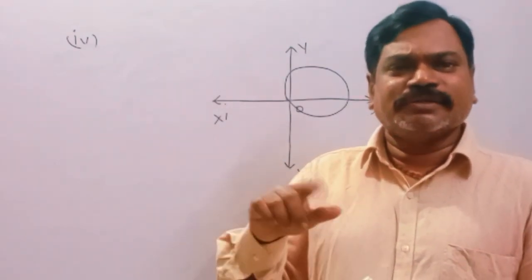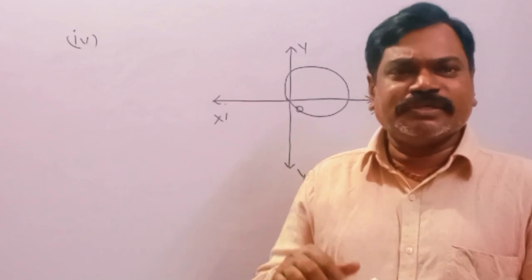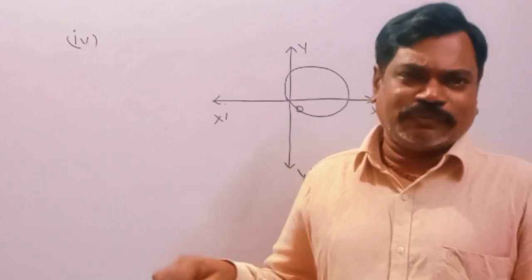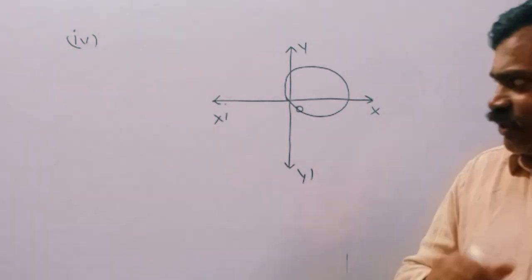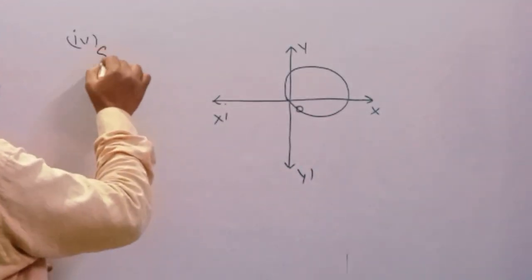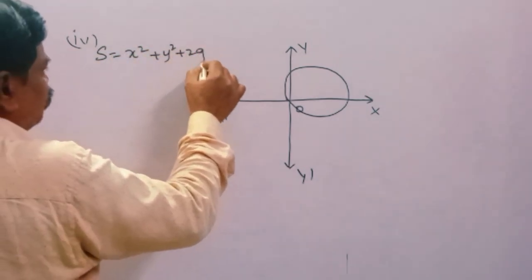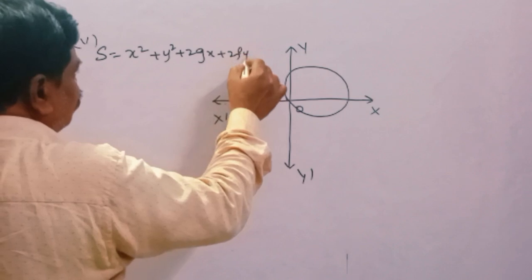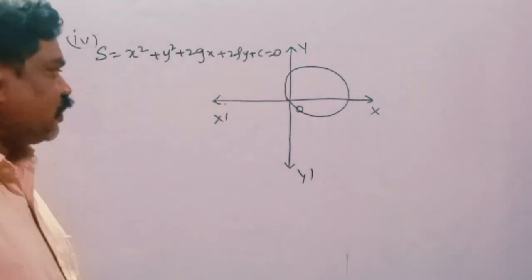In that case, g square is equal to c, f square is equal to c, so g square is equal to f square is equal to c. Then we have to write the general equation of the circle. Here, the general equation of the circle, S is equal to x square plus y square plus 2gx plus 2fy plus c equal to 0.